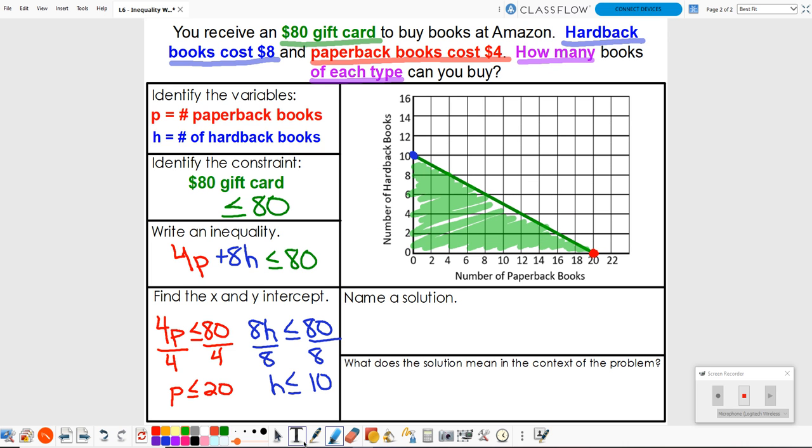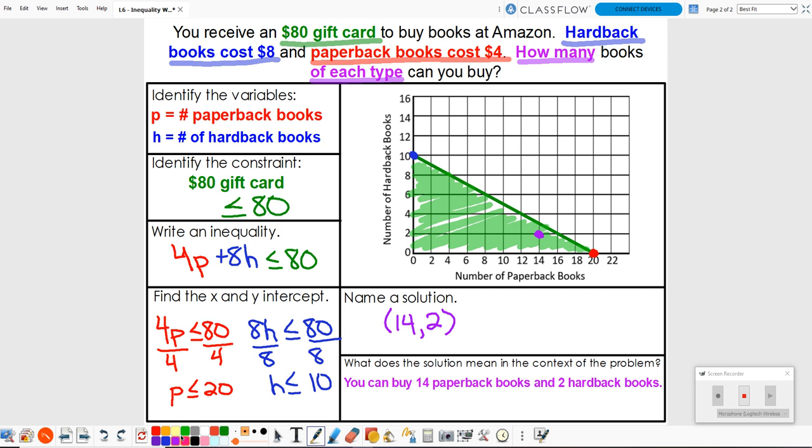Okay, so let's name a solution. Okay, I know I need some paperbacks and some hardbacks. I can pick any ordered pair in this green area. I'm going to pick this ordered pair right here. That solution is 14, 2. Now it's really important when you have a word problem that you explain what this solution means, because 14, 2 doesn't really tell us a whole lot. But what it means is 14 is the number of paperback books I could buy. So I could buy 14 paperback books and 2 hardback books.